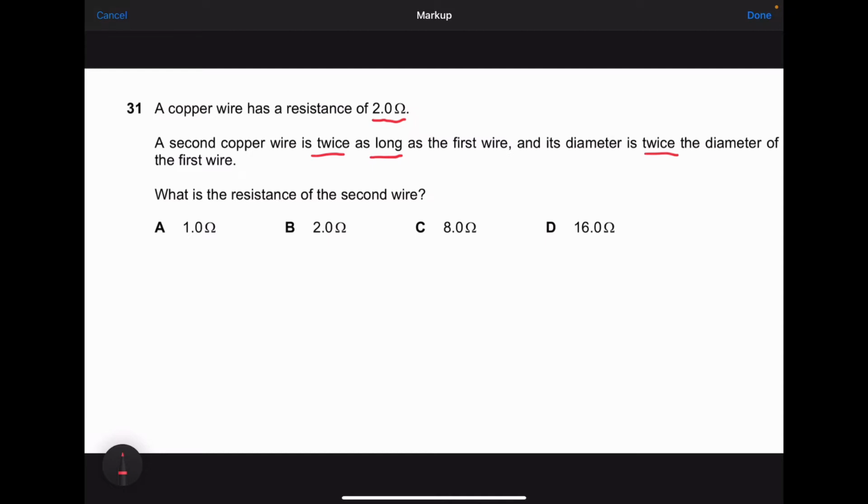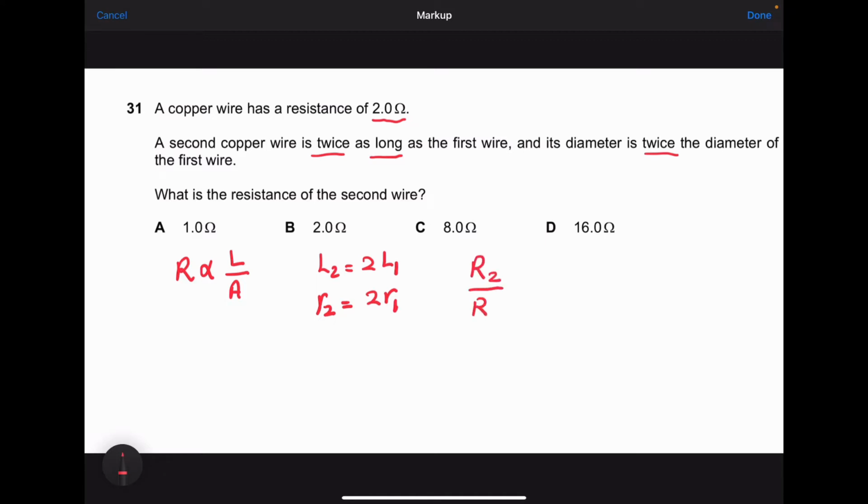First of all, we have that resistance is always directly proportional to the length and inversely proportional to the cross-sectional area. The examiner gave us some information that the length of the second wire is twice the first wire. For the second piece of information, the diameter or the radius of the second wire is twice the first wire as well. To answer the question and find the resistance of the second wire, use ratio.